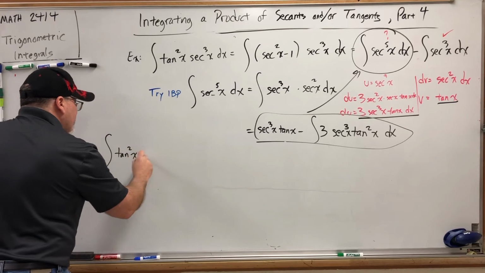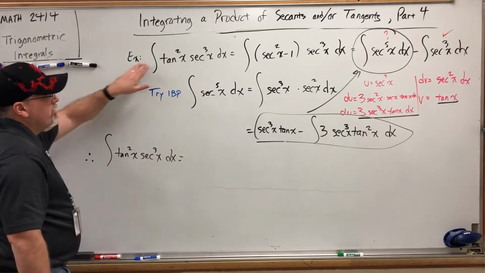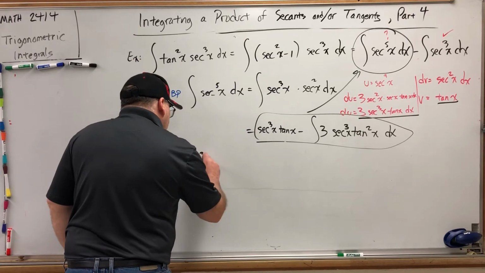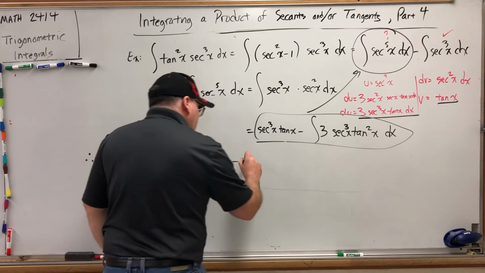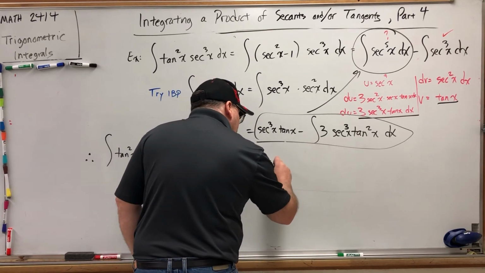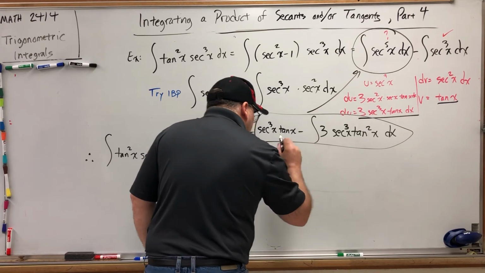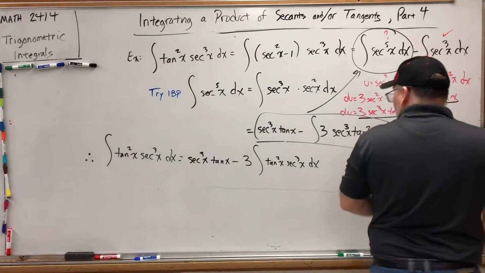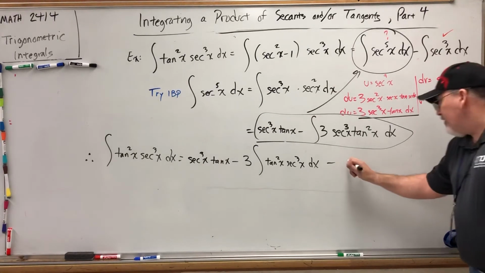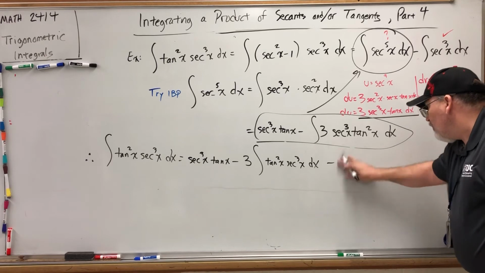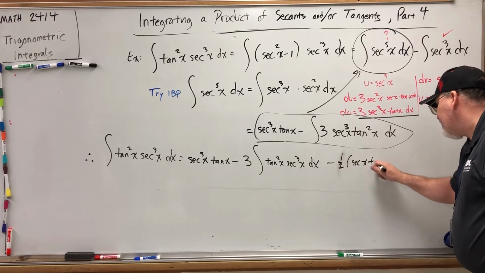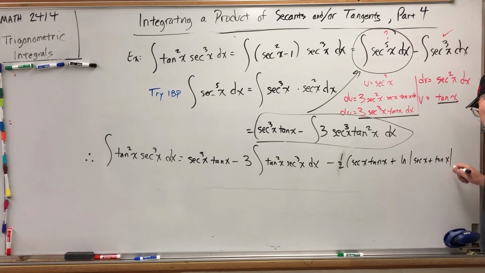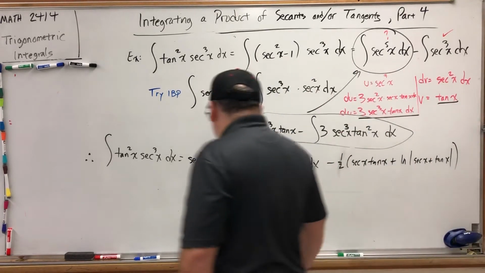Integral of tangent squared x secant cubed x, I'm rewriting the problem from the beginning, is equal to the integral of secant to the 5th x, but that's equal to all this, is equal to secant cubed x tangent x minus, I'm going to pull the 3 out, integral, and I'm going to put the tangent squared first. 3 integral tangent squared secant cubed x dx. So this was there, then minus this integral, but we already know the answer to this integral. That integral's answer was 1/2 secant x tangent x plus natural log absolute value secant x plus tangent x. Close all that. And I think I can finish this in one move now.